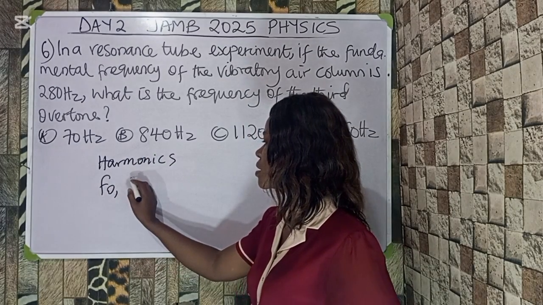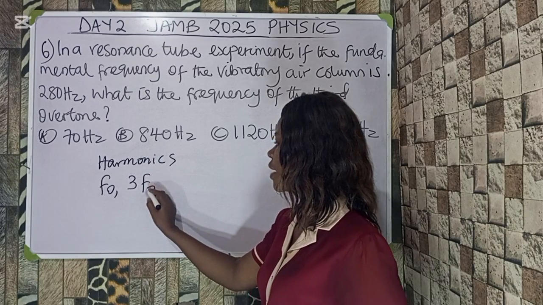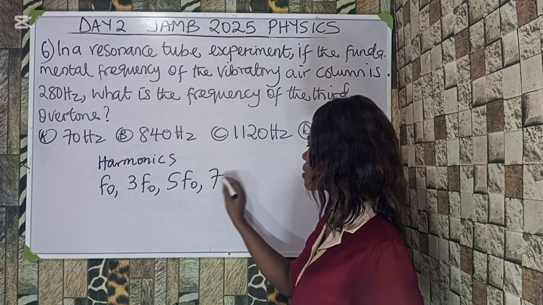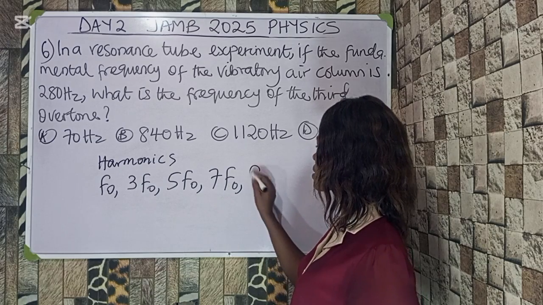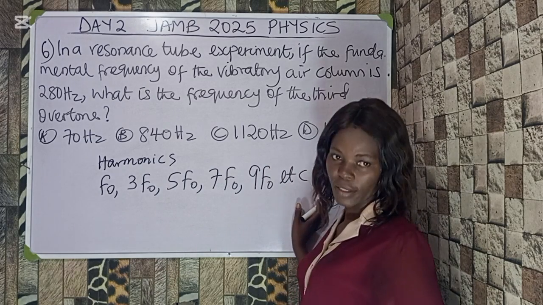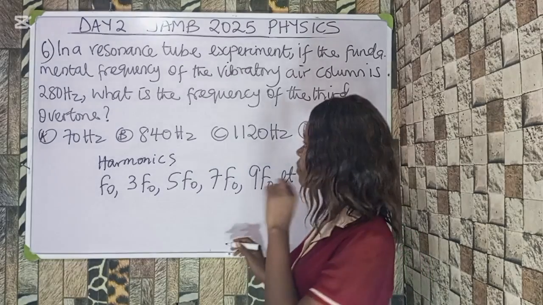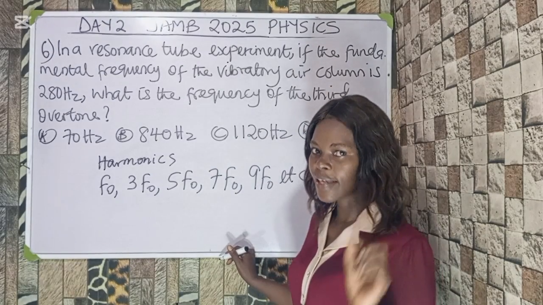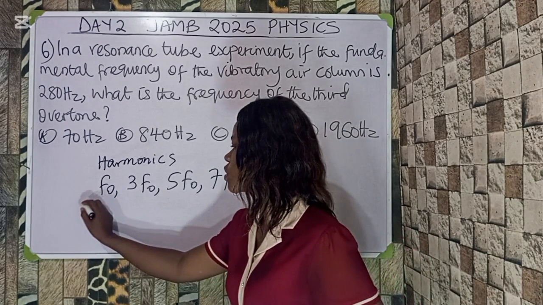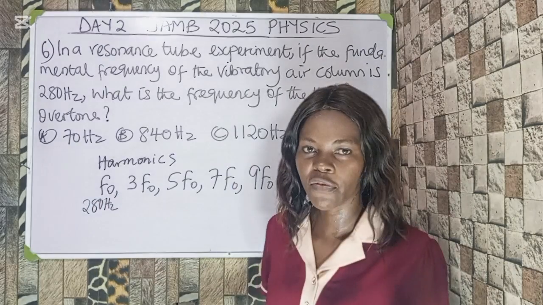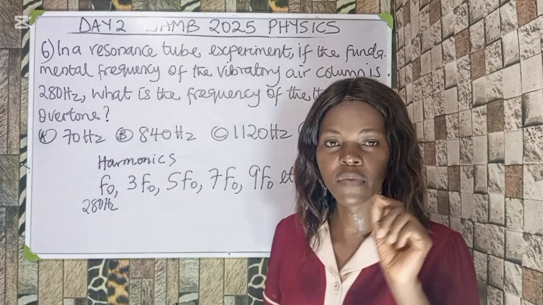We have F naught, then 3F naught, 5F naught, 7F naught, 9F naught, and so on and so forth. Is that clear? So from the question, they gave us the fundamental frequency of 280 Hz, right? So here is 280 Hz. Well, what are we looking for? We're looking for the frequency of the third overtones.